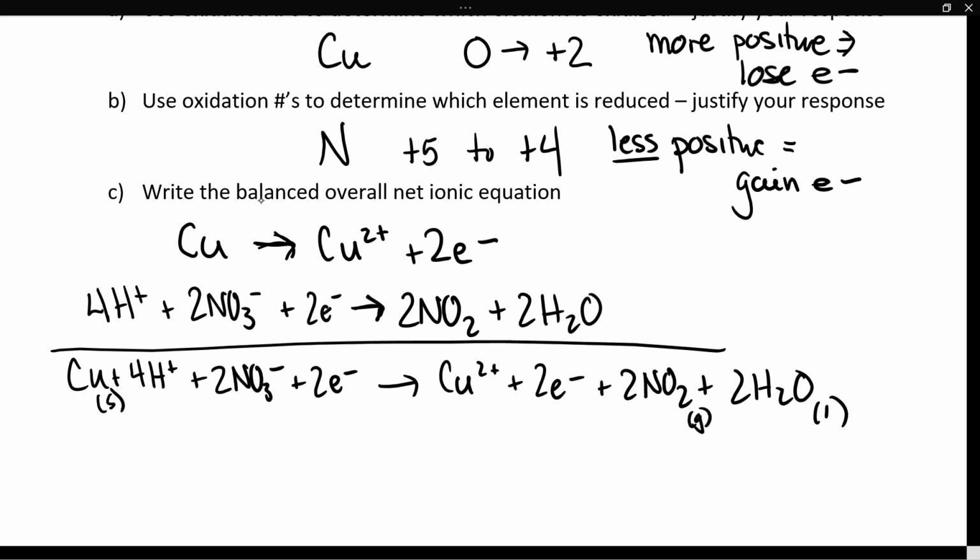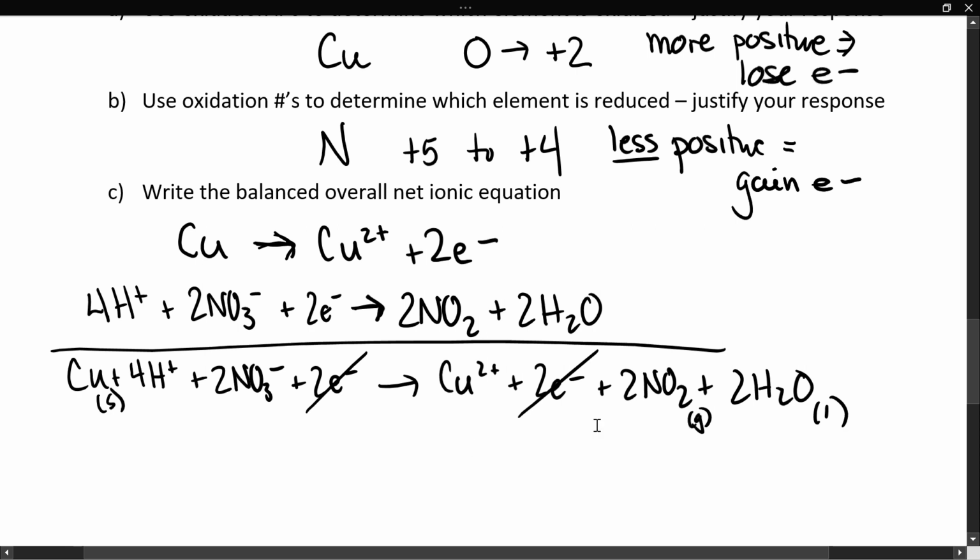And then I look for things that are the same on the left and right, things that might cancel out. So my electrons should cancel out. I've got 2 electrons on the left, 2 electrons on the right. If I've done everything correctly, that's what I should see. My electrons gained should equal my electrons lost. So my balanced overall equation should not have electrons showing up in it. And then double check nothing else is a spectator. So this is my overall equation.